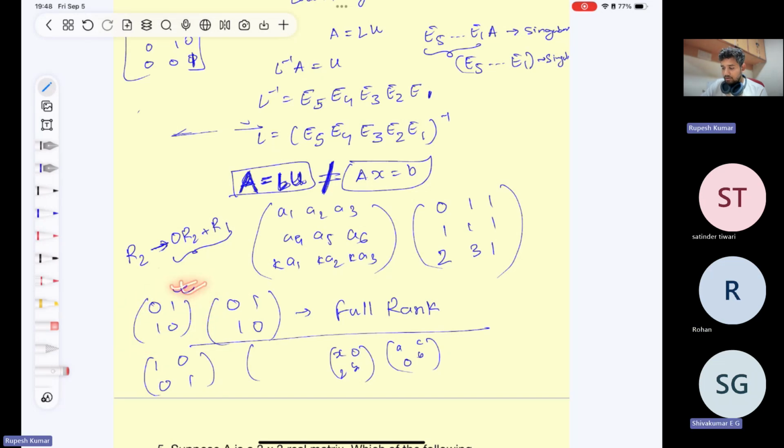So basically, let me write it like this: L inverse P A equals U. So you get P A equals L U. This is not the vanilla LU decomposition. Fine.